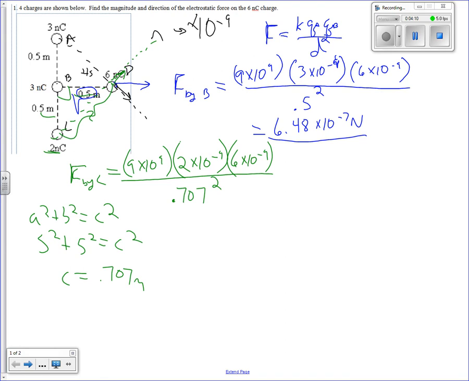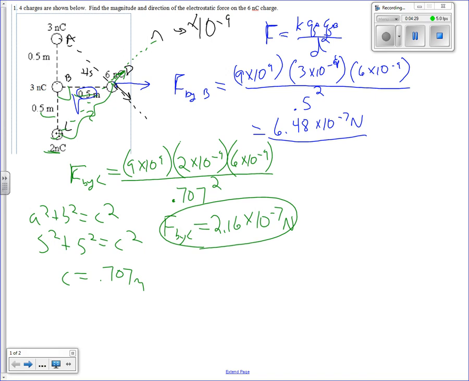And don't forget to square it. When you do that, what you get is 2.16 times 10 to the negative 7 newtons. All right, so there's our next one. And then we've got to do one more.